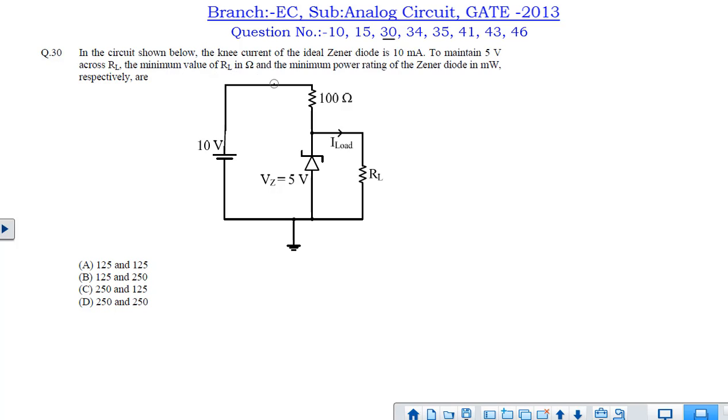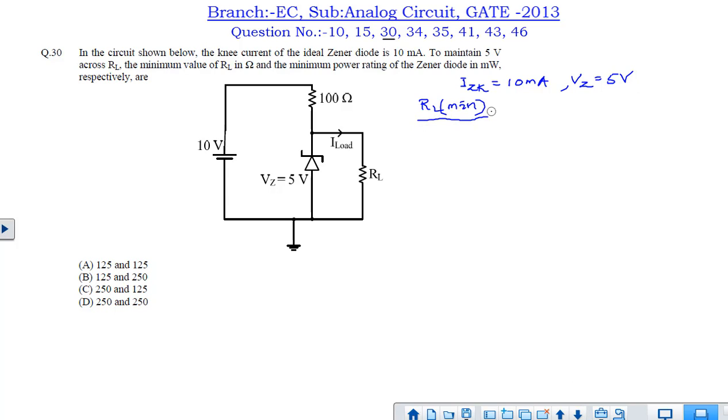We have to find out the minimum value of RL and the minimum power rating of the Zener diode. That's what we have to find out. So what is given? The knee current of the Zener diode is 10 milliampere and the Zener voltage is 5 volt.